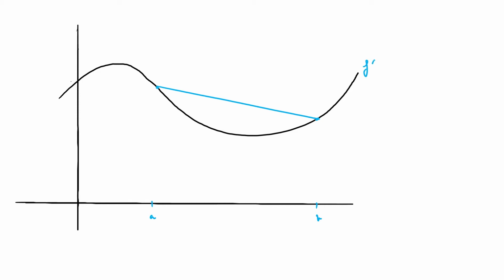So if this curve is f of x, the gradient of that line is going to be equal to the rise, which is y2 minus y1, so f of b minus f of a, over the run, which is going to be b minus a. So that is going to be the average rate of change.